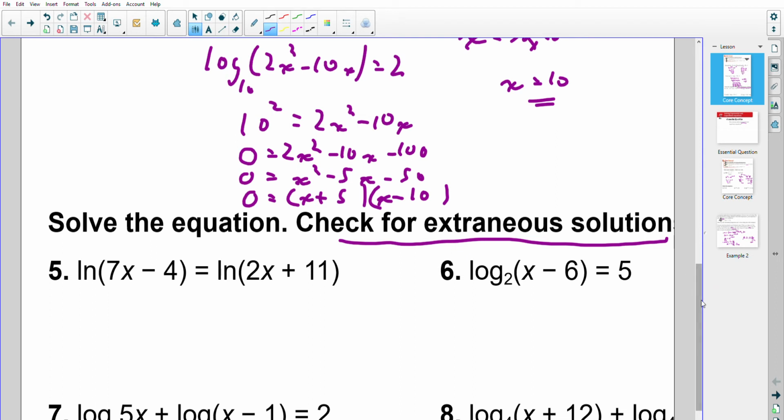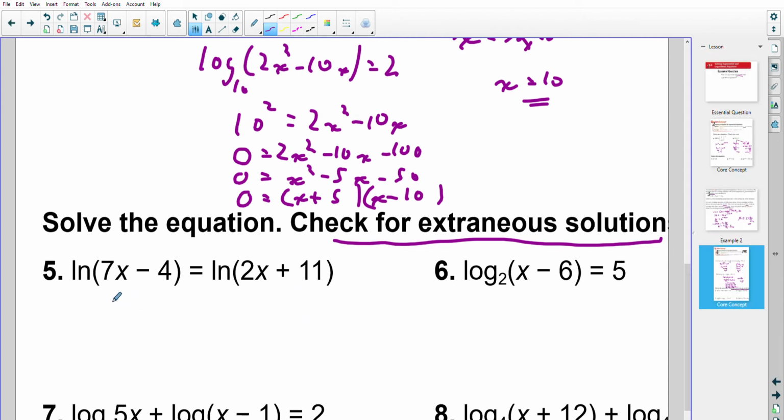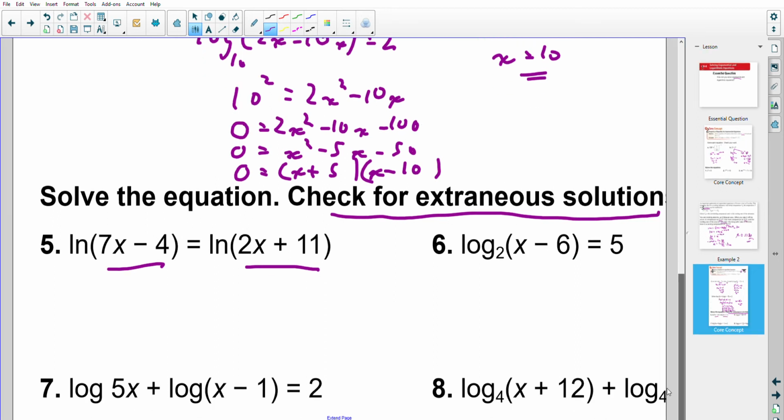Going through these just very quickly, this you would say that left side is equal to the right side, solve for x. This you would change it to an exponential form, 2 to the 5th equals x minus 6. And then on these, you would have to combine the left side and then change it to the right form, which would be the exponential form.